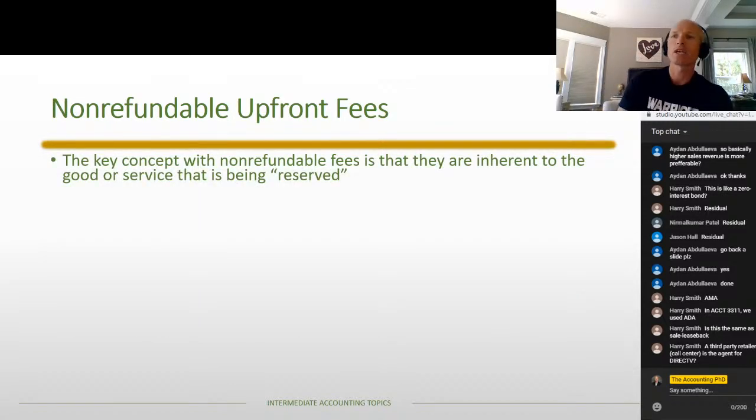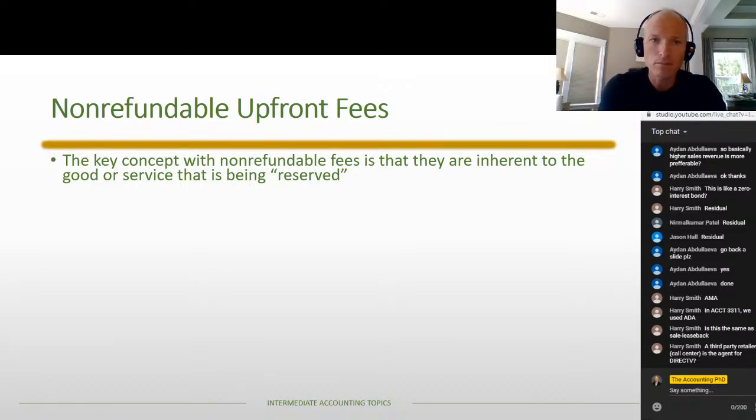Non-refundable upfront fees. Again, what I'm doing here is going through all the different nuances discussed in the books, and we're walking through each one. I know it gets a little bit tedious, but you can review these, because there's going to be questions on all this stuff on the test, and that's what we're navigating right now.